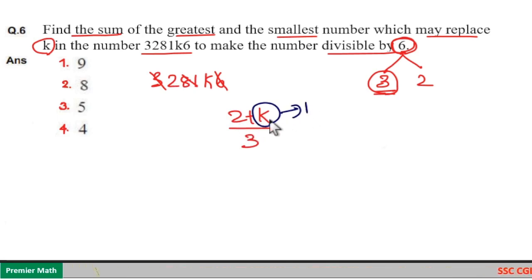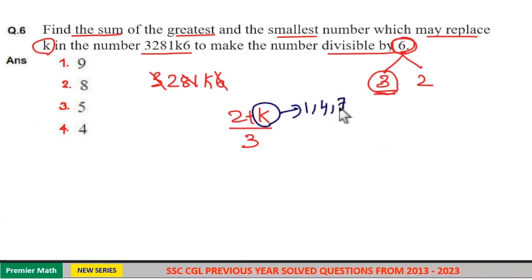2 plus 1 is 3. So k can be 1. 2 plus 4 is 6. So k can be 4. 2 plus 7 is 9. So k can be 1, 4, 7, but we need the smallest and largest number.